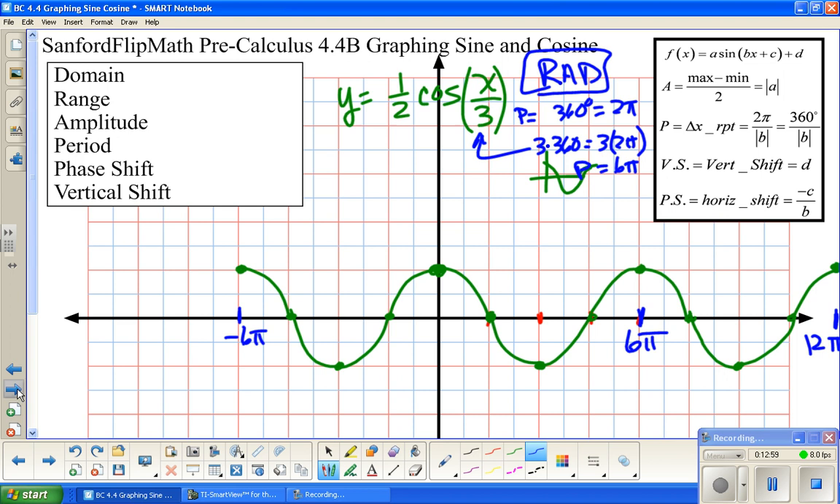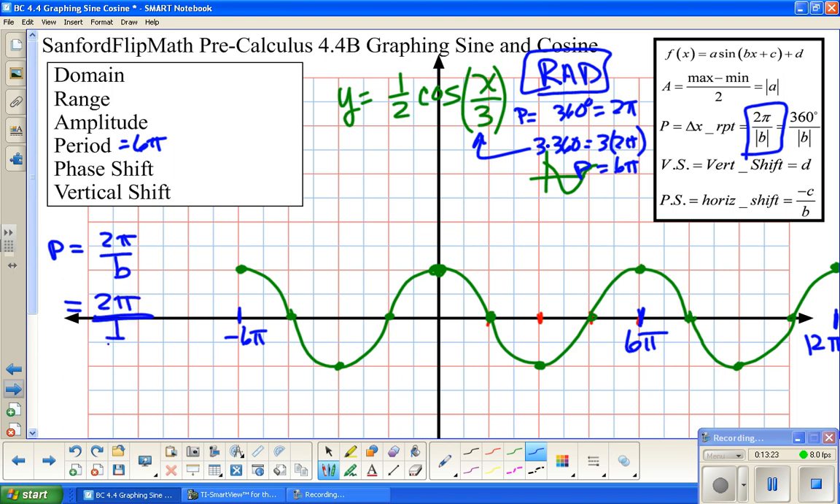So what's the period? It's 6 pi, in radians. Again, if we were in degrees, we'd be doing 3 times 360. Well, how does that shake out with the formula? Period is supposed to be 2 pi over the absolute value of b. I just typically remember it has to be positive. Well, what is b for this equation?